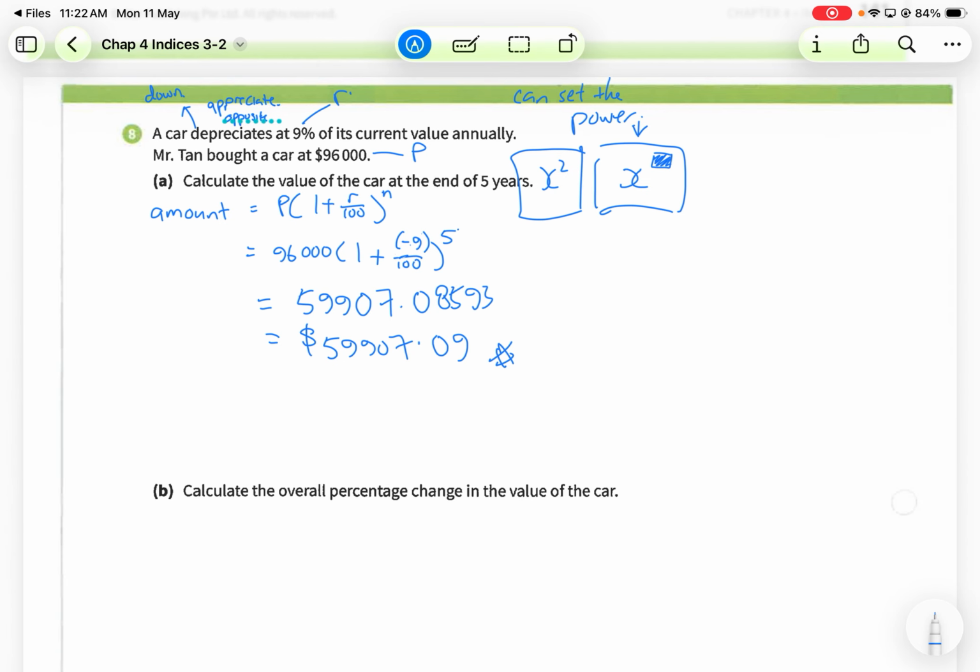Okay, part B. Calculate the percentage change of the car.